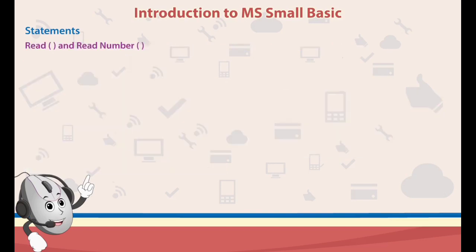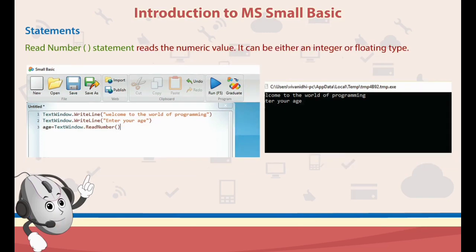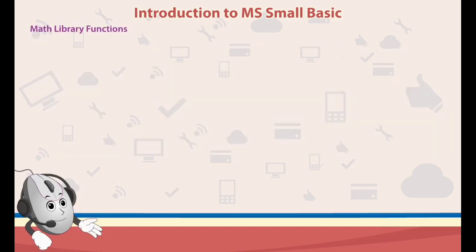Read and ReadNumber. Read statement reads the line of text from the window. It only takes string value as input. ReadNumber statement reads the numeric value. It can be either an integer or floating type.